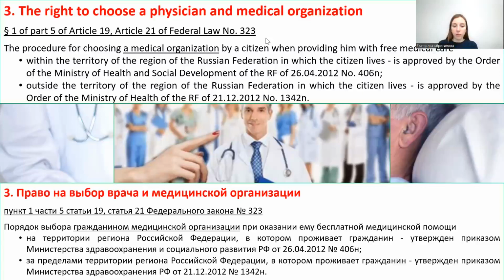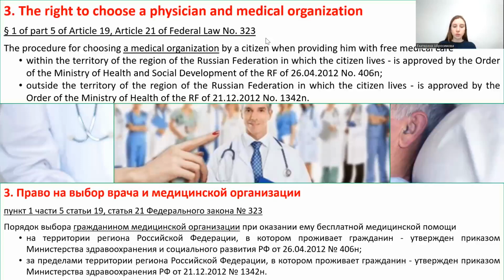Because when receiving paid medical care provided in accordance with civil law contracts for the provision of paid medical services, the patient chooses a clinic and a physician according to the principle of freedom of civil law contract and the voluntariness of its conclusion. Thus, the patient has the right to choose a physician and a medical organization in any case. However, when receiving free medical care, this right is specifically regulated by Article 21 of Federal Law number 323 and a number of bylaws. So, choosing a medical organization.